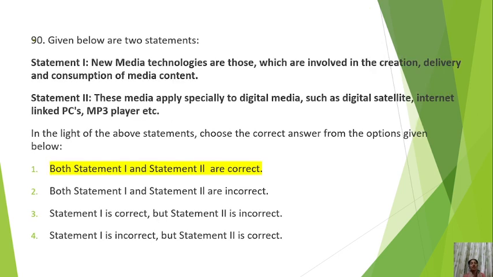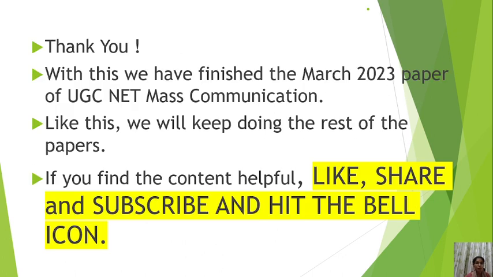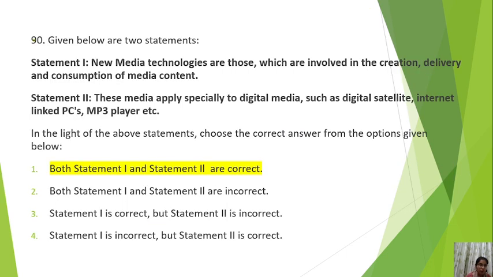Okay, with this we have finished the March 2023 paper of UGC Net and Mass Communication. I know these are only 90 questions. You can say there are 100 questions, but the 91 to 100 questions are solving the comprehension part, reading the comprehension and answering the question. So these are very easy. You can do them by yourself, and if you want me to solve them for you, I can do them. Tell me in the comment section, but we will do them in the end when we are done with all the previous year question papers.